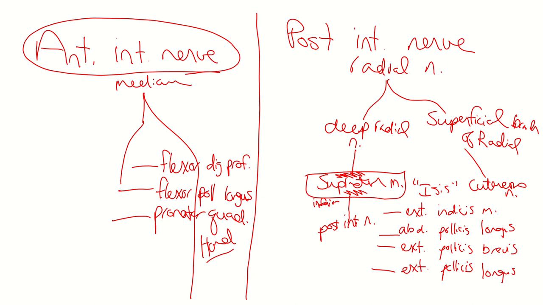So these are the muscles that are innervated not by the median nerve per se, but by a branch of the median nerve, the anterior interosseous nerve. And these four muscles are not innervated by the radial nerve per se, but they are innervated by the posterior interosseous nerve. Okay, if you have any questions, let us know.